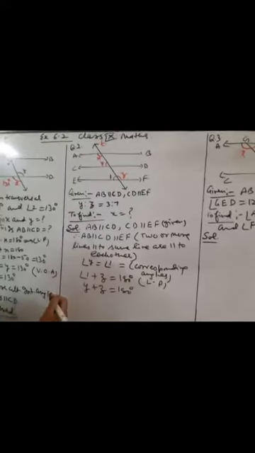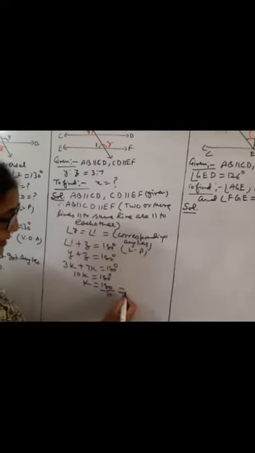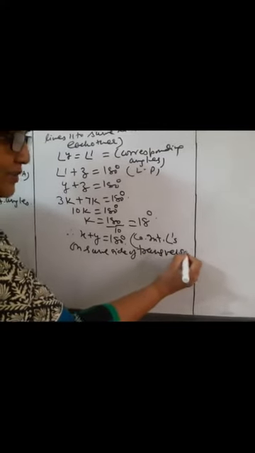And ratio of Y to Z is given 3:7. So 3K plus 7K, I am putting the variable K, is equal to 180 degree. 10K is 180 degree and K is 180 divided by 10. It is 18 degree. And X plus Y, this is also 180 degree. Reason, co-interior angles on same side of transversal are equal to 180 degree.